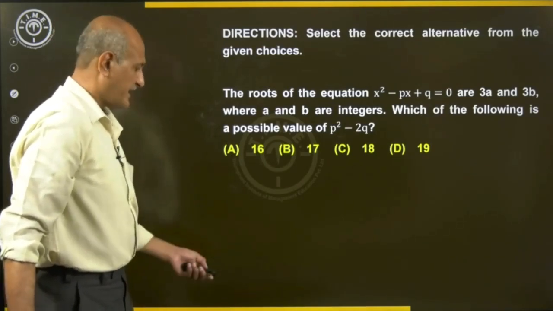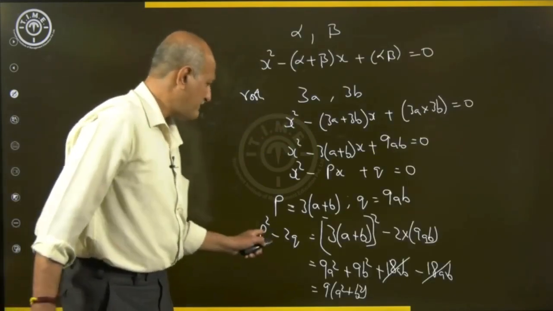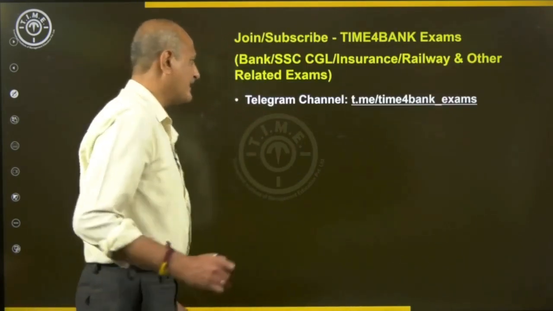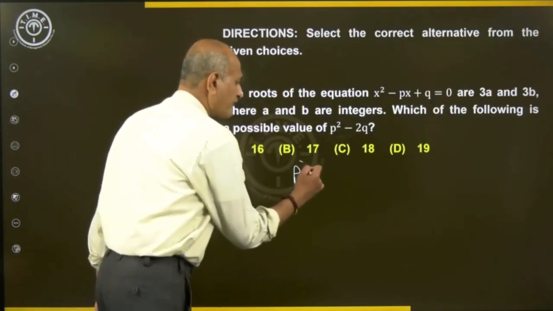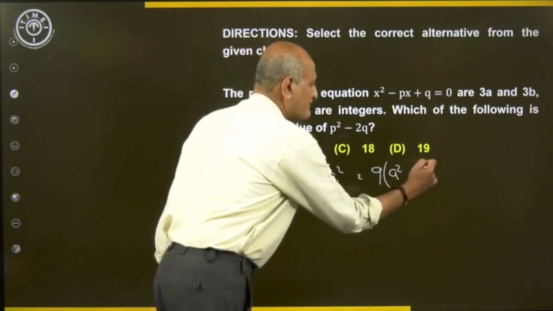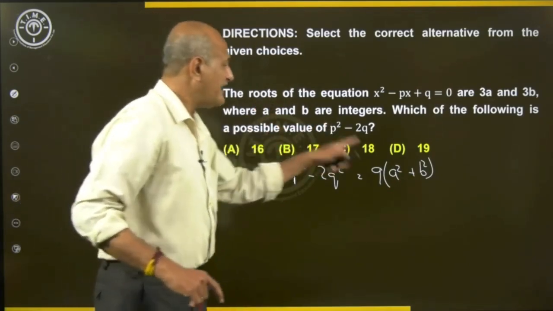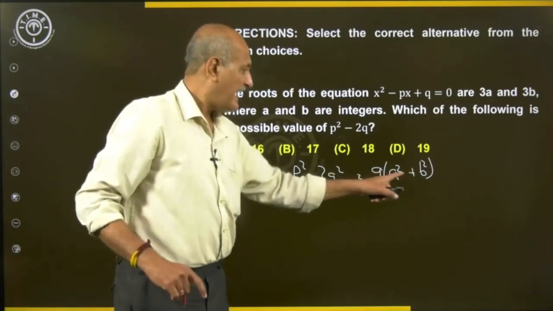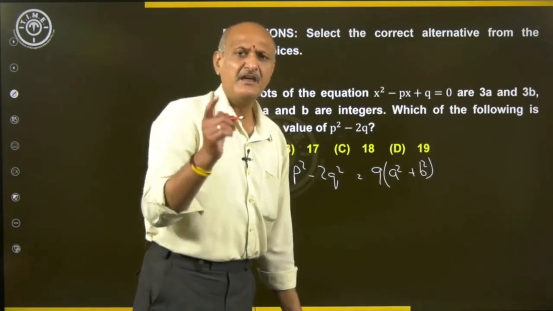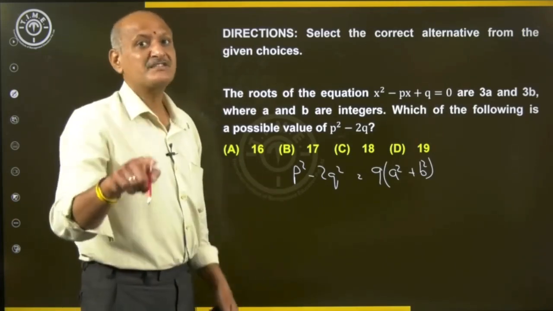So the required answer: we are looking for p square minus 2q, and it should be in this format, 9 times (a square plus b square). Now see here, we found it like this. Please observe, we know a and b are integers. If a and b are integers, a square and b square also are integers, and multiplied with 9, our required answer should be a multiple of 9. So whatever integer values a and b can take, our required answer must be a multiple of 9.